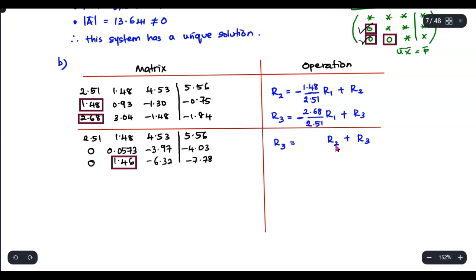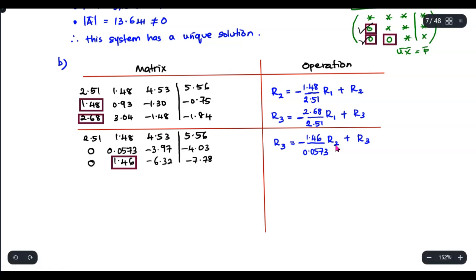So now, put the fraction here. That fraction comes from the element that we wish to be 0, which is 1.48 at the top, over the element that we are relating to, which is at row number 2, this one here. So we put in the fraction: 1.46 over 0.0573, and we need to think whether it should be negative or positive. Since the element that we wish to be 0 is positive, we need to have the negative sign here. That's it.